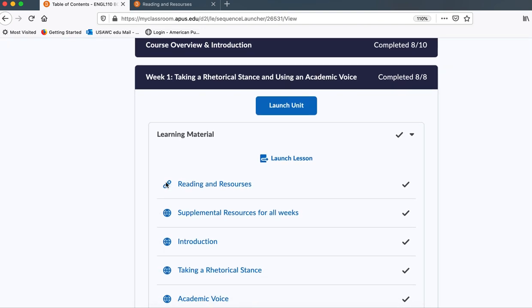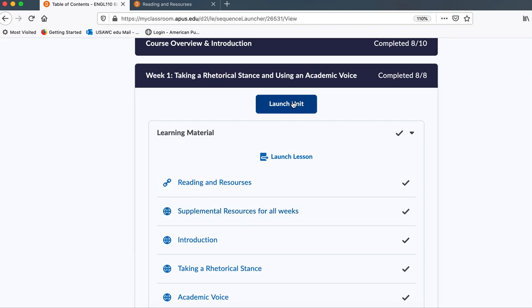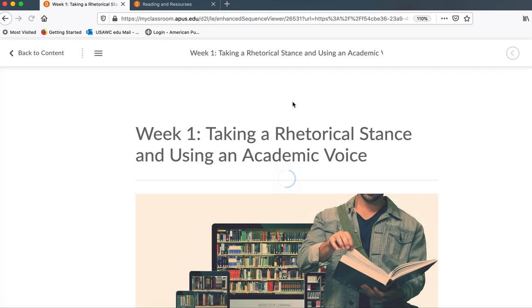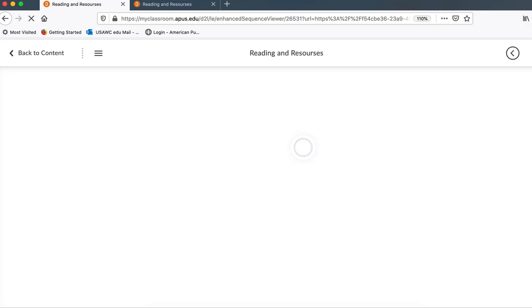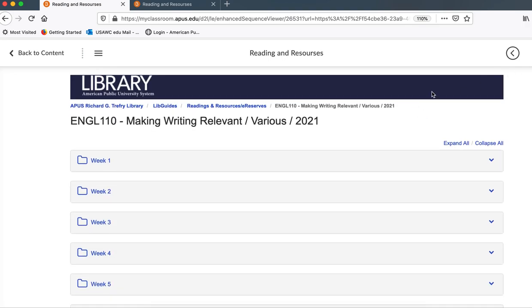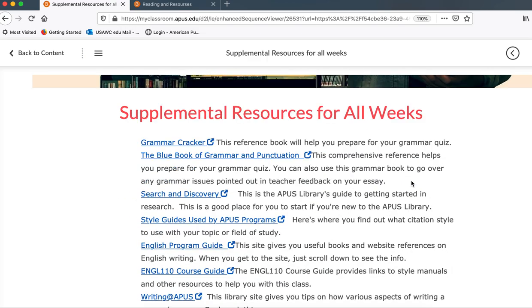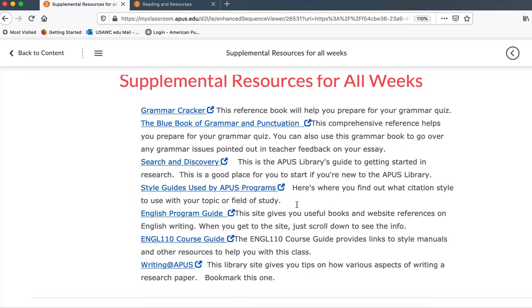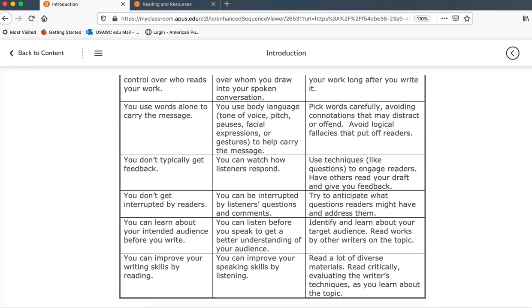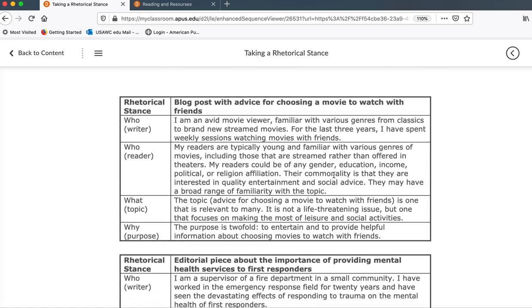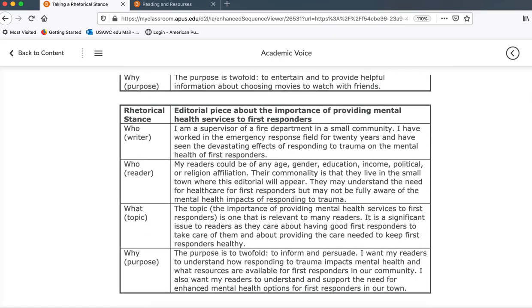And then note, I want you to launch the unit. This is where your lesson will be this week. I want you to make sure to view each of the sections with the lesson. Now, you should know the lesson is not particularly long, okay? These are just supplemental resources. It's basically pretty short.